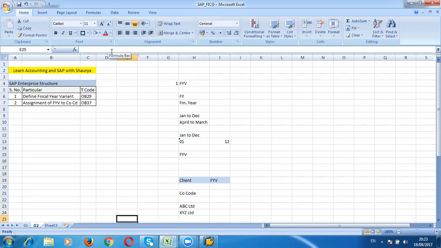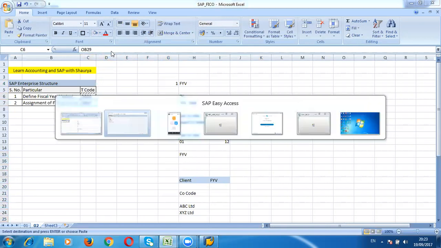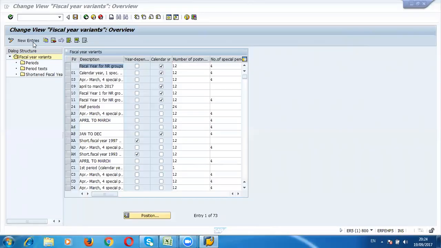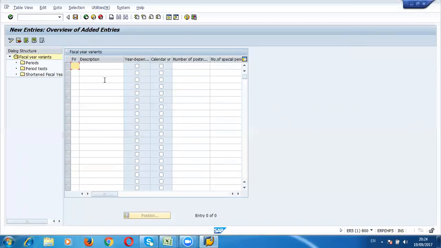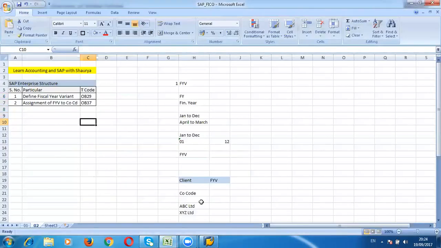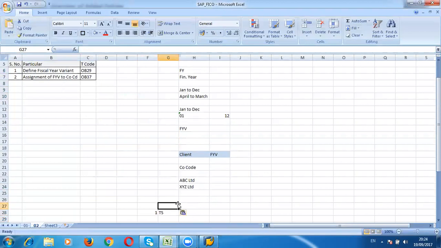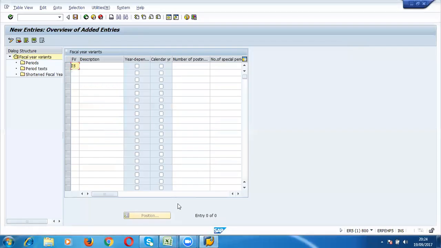So let's start with the configuration part. OB29 is the T code. From New Entries we can create. Suppose TS, you can take any 2-digit code. Now I'm taking TS as my fiscal year variant. For the description, I'll write January to December.